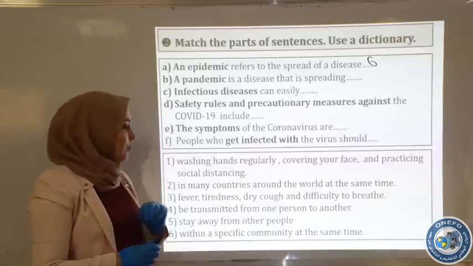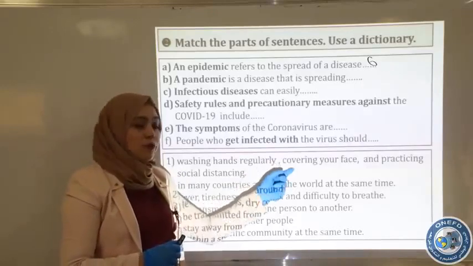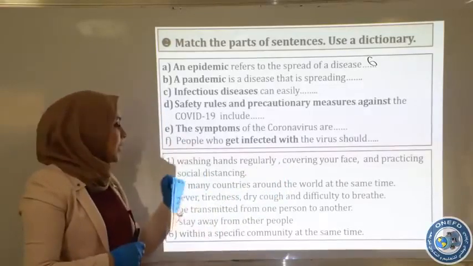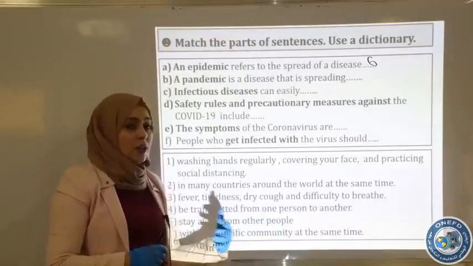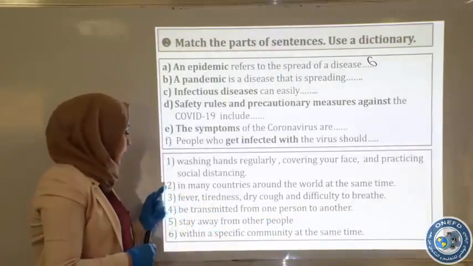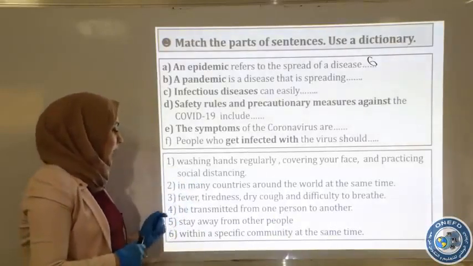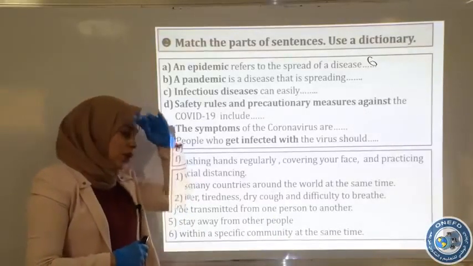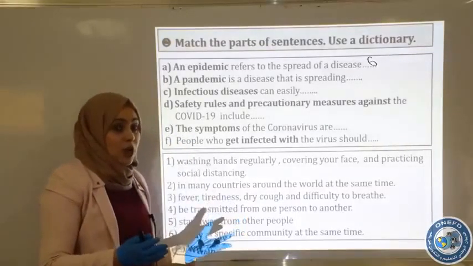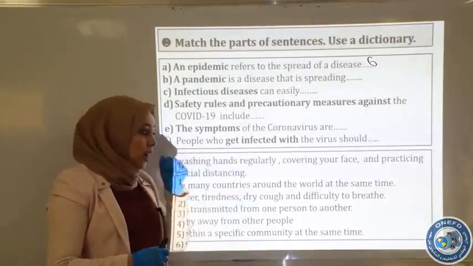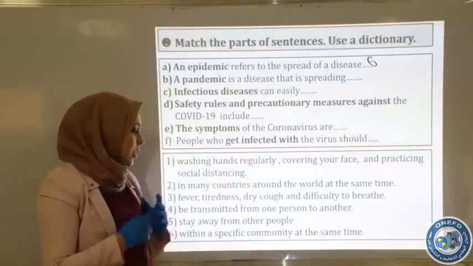Then the other half: we have number 1, which is washing hands regularly, covering your face, and practicing social distancing. We have seen the word social distancing. We said that it means to keep away from people. Number 2, in many countries around the world at the same time. 3, we have fever, tiredness, that means you lack energy, you don't have any more energy, dry cough, when you cough, and difficulty to breathe, that means you cannot breathe.